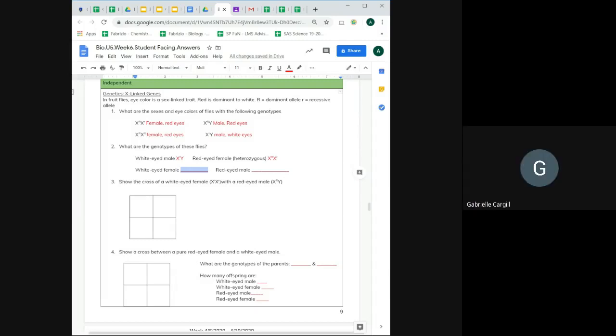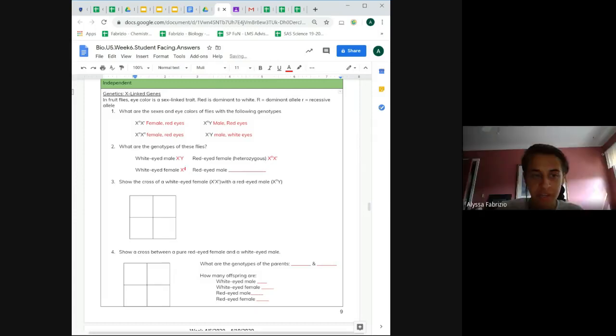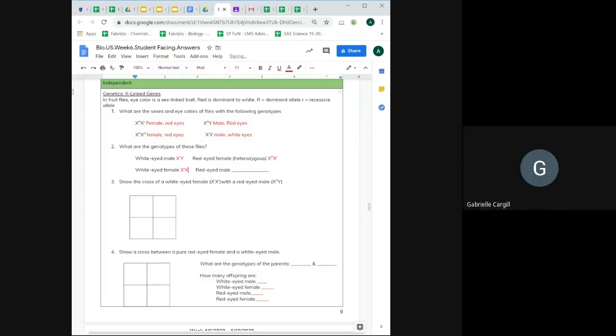White-eyed female. X. Capital X. Lowercase r. Lowercase r. Good. What about for the next one?